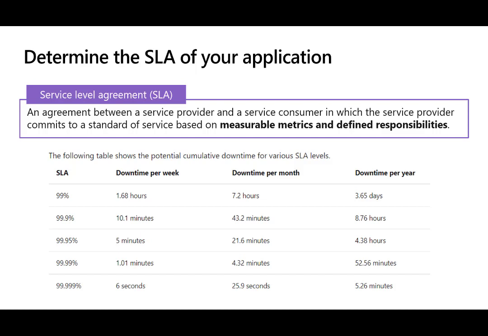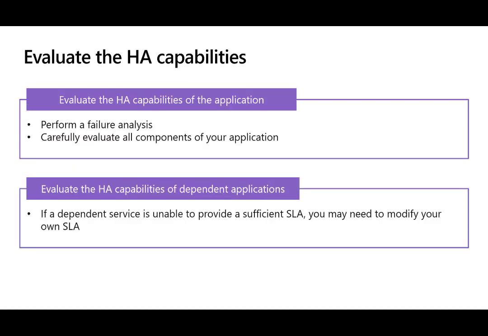Identifying the SLA is an important first step when determining the high availability capabilities that your architecture will require, and this will help shape the methods you use to make your application highly available. Then let's take a look at how you should evaluate the HA capabilities against your application and the dependent applications.